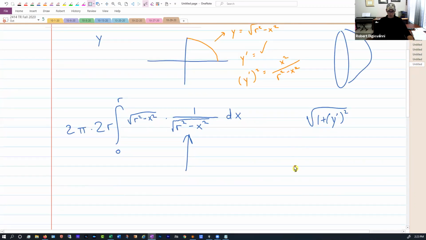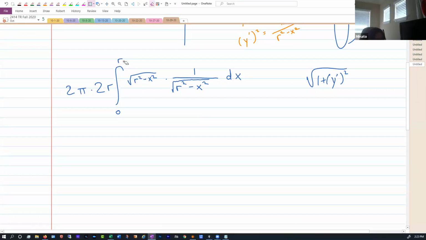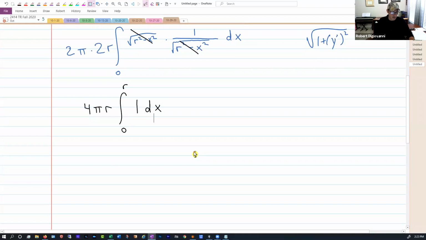Oh my goodness, do y'all see what happens? It's just one. They cancel. It's beautiful. Doesn't that mean we have 4 pi r integral 0 to r of just 1 dx? Now, integrals don't get any easier than that. That's just 4 pi r, antiderivative of 1 is just x, and we evaluate from 0 to r.